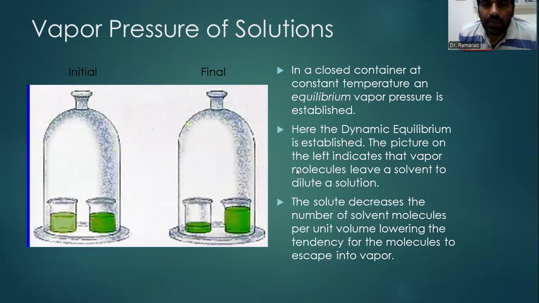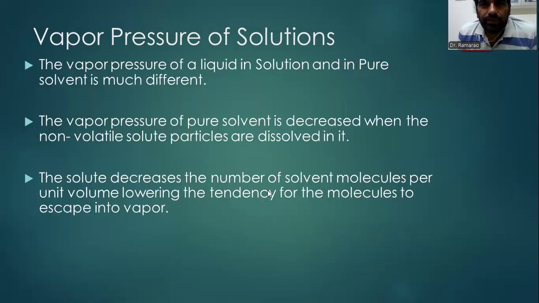Here, dynamic equilibrium is established. The picture on the left indicates vapor molecules leave the solvent to dilute solutions. The solute decreases the solvent molecules per unit volume, lowering the tendency for the molecules to escape to the vapor. The vapor pressure of the solution and of the pure state is much different. Vapor pressure of the pure solvent is decreased when non-volatile particles are dissolved in it.